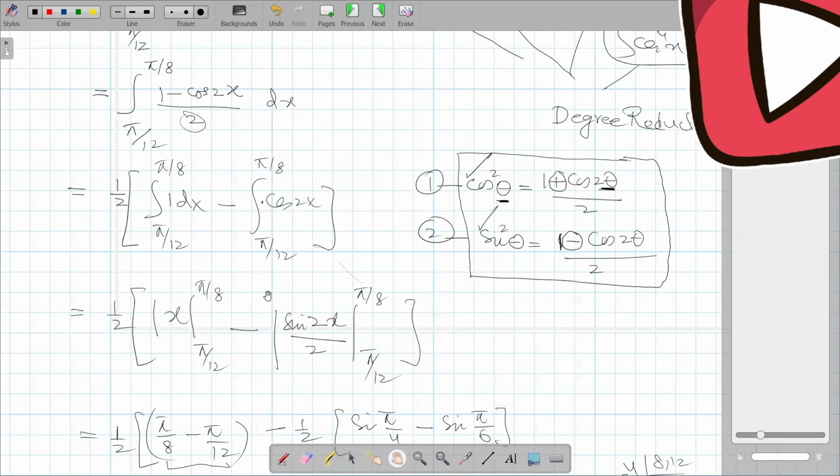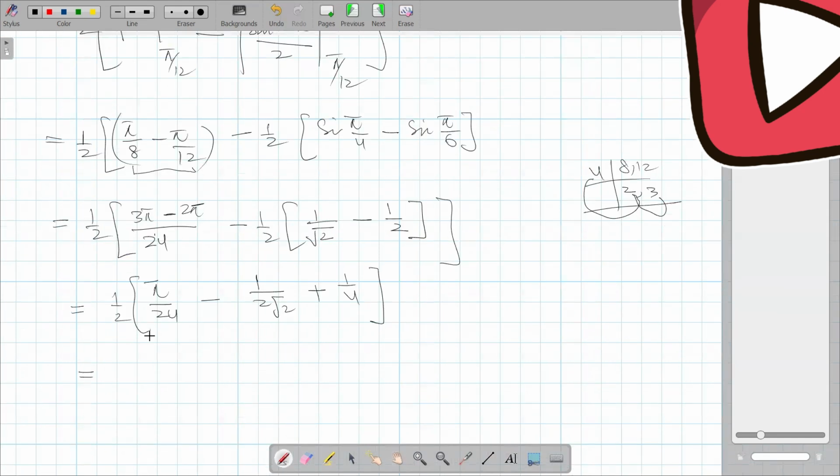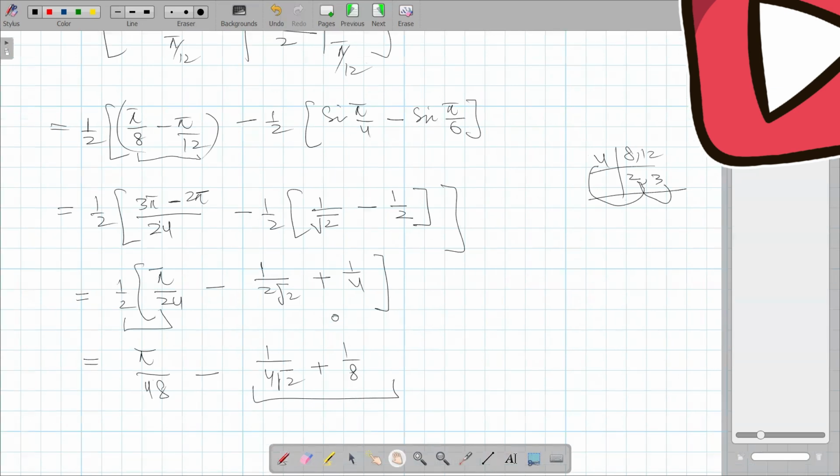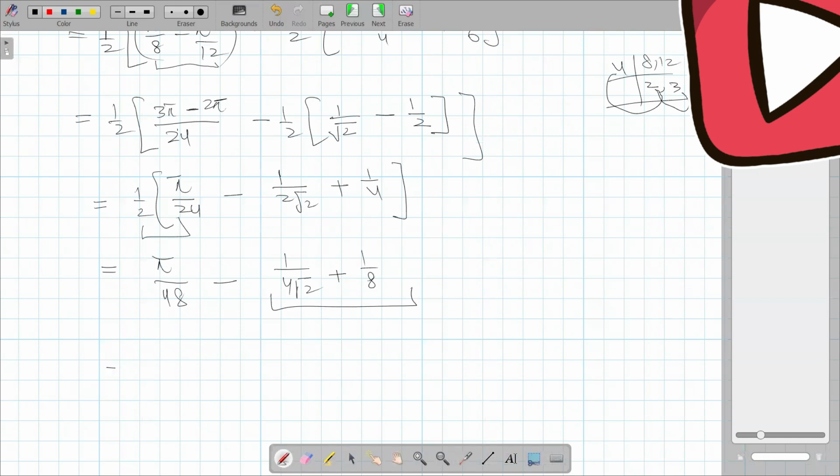Yes, this pi by 48 is coming from the first two terms. Multiply this 2 inside: minus 1 by 4 square root 2, plus 1 by 8. Now we need to add them to get the next term, with pi by 48. So just add them. What is the LCM? It is 8 square root 2.